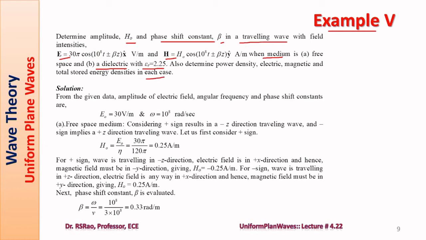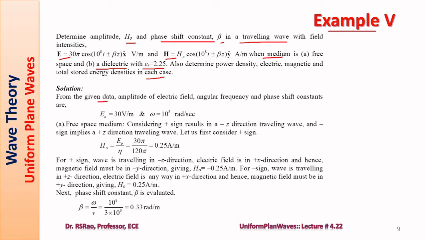From the expressions, we can notice that if we consider the plus sign in the field expressions, it gives a wave traveling in negative z direction. If we consider the negative sign, bottom one, then it gives wave propagation along positive z direction. With this understanding, let us move.